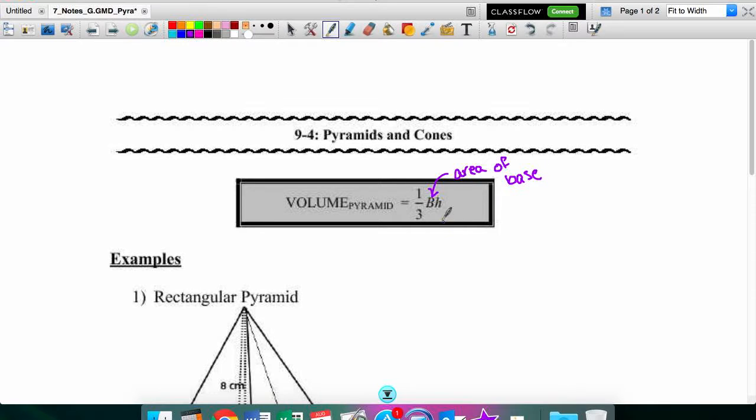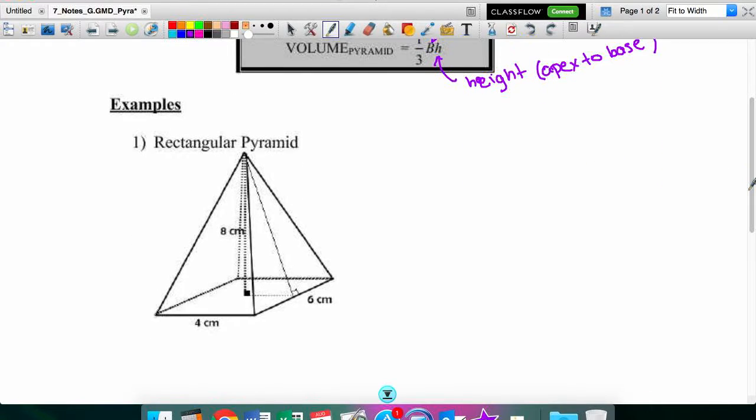And H, once again, is the height of the pyramid. And this will actually be, as opposed to base, since there's only one base, this is actually going to be apex to base. And apex, by the way, is just that tippy top point on a pyramid where all of the triangles meet. Okay, so let's go ahead and take a look at some examples.